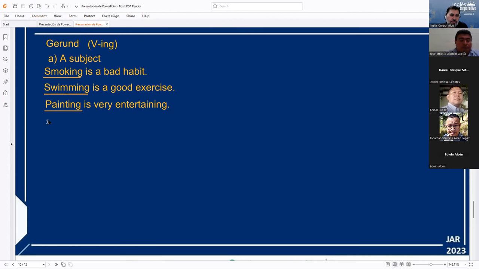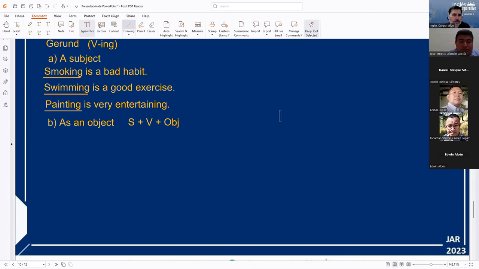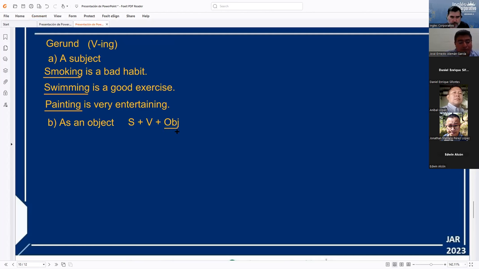Then we have gerunds as an object. Teacher, what's an object? We normally have subject, verb, and then there is a noun, right? This noun is the one that we call object. So the gerund is the one that we're talking about.